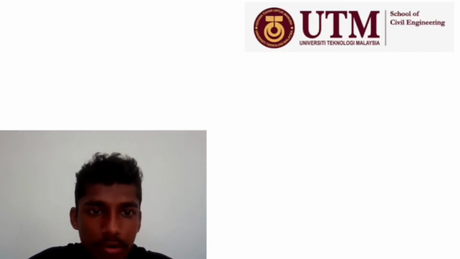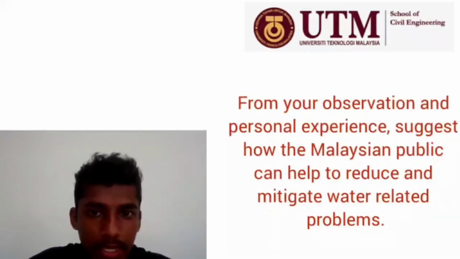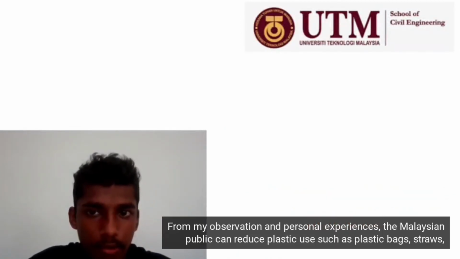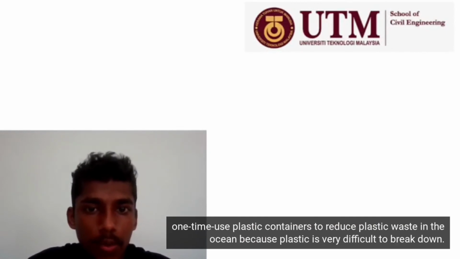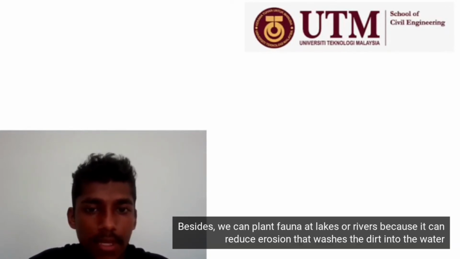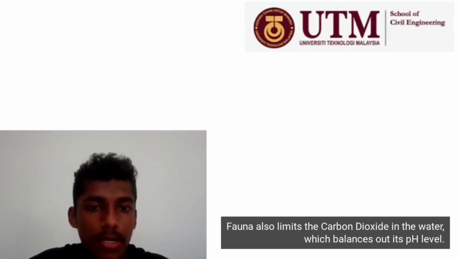The fifth question of the assignment is, suggest how the Malaysian public can help to reduce and mitigate water-related problems. From my observation, the Malaysian public can reduce plastic use, such as plastic bags, straws, and one-time use plastic containers, to reduce plastic waste in the ocean because plastic is very difficult to break down. Besides, we can plant flora at lakes or rivers because it can reduce erosion that washes dirt into water and help protect nearby water supply from pollutants.